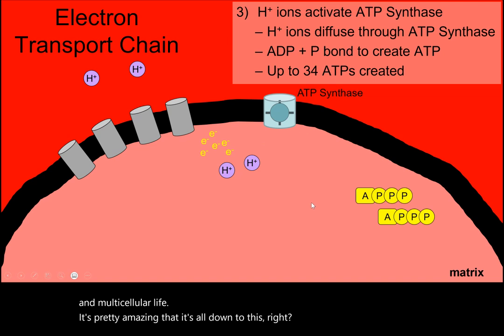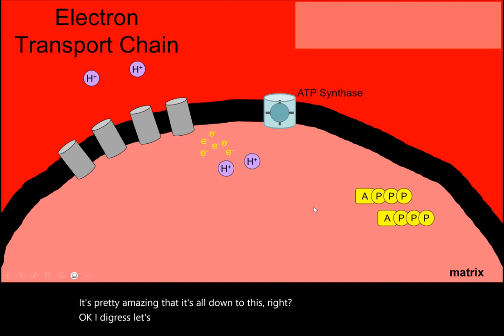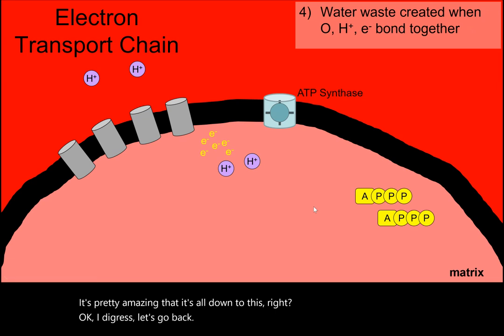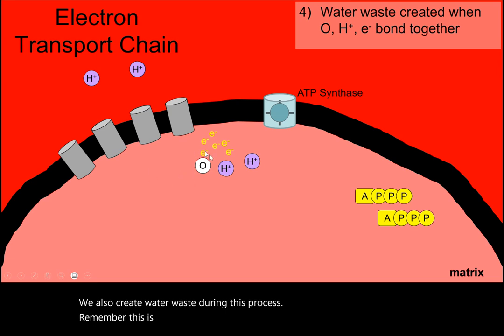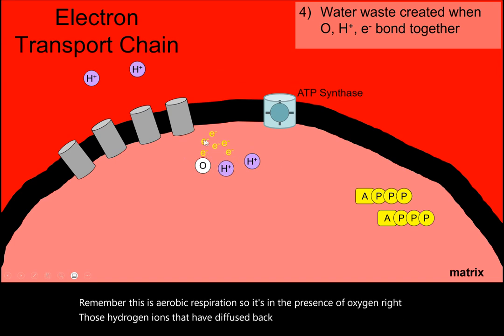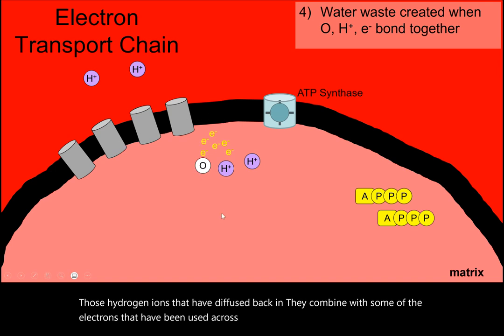Okay, I digress. Let's get back. Now, we also create water waste during this process. Remember, this is aerobic respiration, so it's in the presence of oxygen, right? Those hydrogen ions that have diffused back in combine with some of the electrons that have been used across the electron transport chain and oxygen molecules to create water.